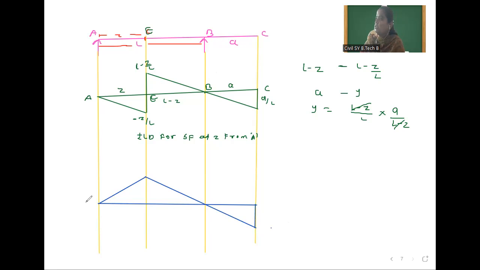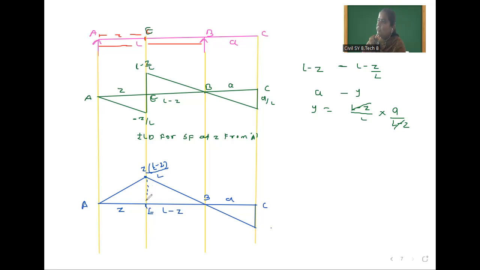So this is the A point, this is our B point here, and this is C point. This distance is A distance. Now here E point. This distance is Z. This is L minus Z. And the value of this bending moment is Z in bracket L minus Z divided by L. Now we have to find out this distance.